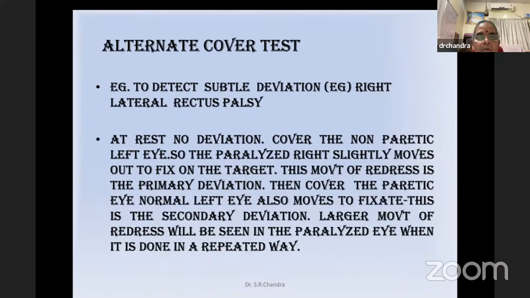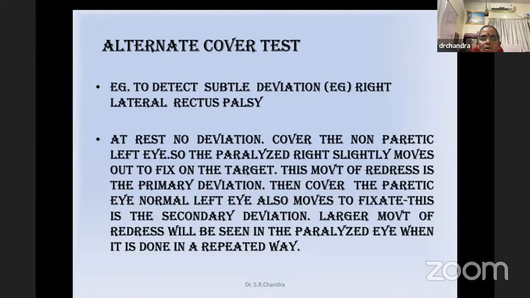Then the alternate cover test. Sometimes the patient will tell you, I am having double vision. Routinely you check all the eye movements, and you do not find anything. So you may be confused whether the patient is malingering or not. So it is done to unmask a subtle extraocular muscle palsy.